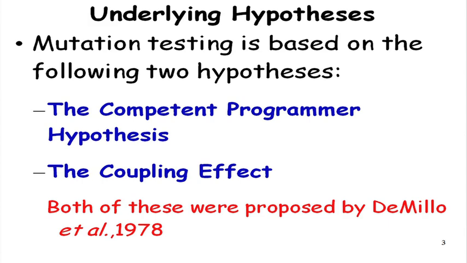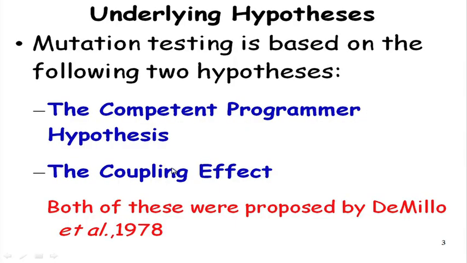Based on these two assumptions, the competent programmer hypothesis, the programmers write almost correct programs, they do not write junk programs which are riddled with hundreds and thousands of bugs and some statements that are totally meaningless. They do not write programs like this, they write programs which are almost correct excepting for some minor problems. And the second assumption is that even if a programmer introduced a complex bug, that is equivalent to a set of simple bugs.